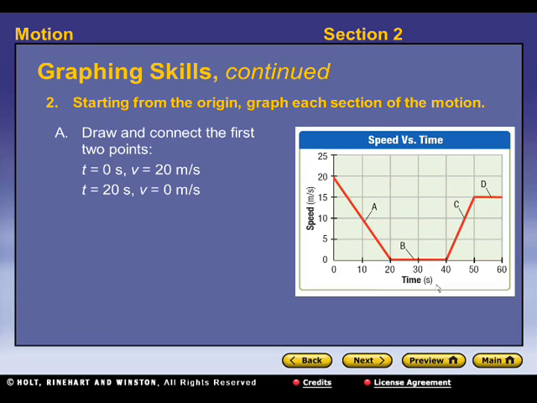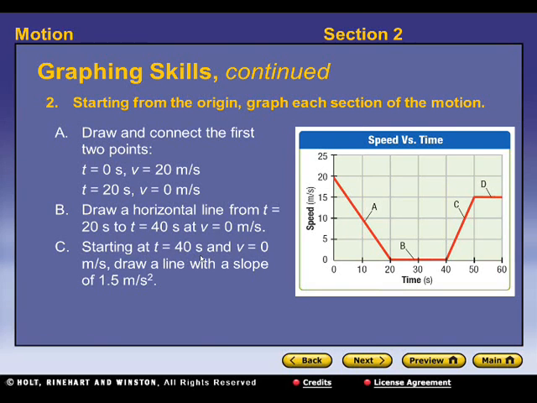So draw and connect the first 2 points from t equals 0 seconds to 20 seconds. The bus went from 20 meters per second to 0. So we start here at an initial velocity of 20, and by the time it got to 20 seconds, it had slowed down at a constant acceleration to 0. It stayed still for 20 seconds. So draw a horizontal line from t equals 20 to t equals 40 because it was still. At that point, it didn't go anywhere.